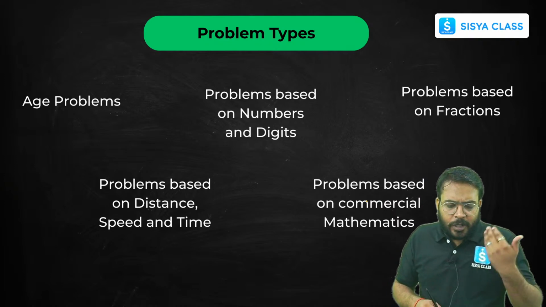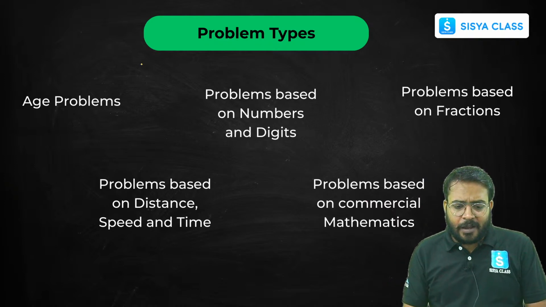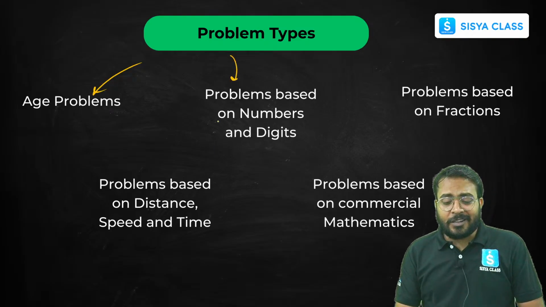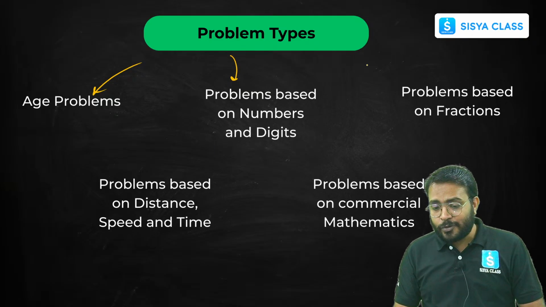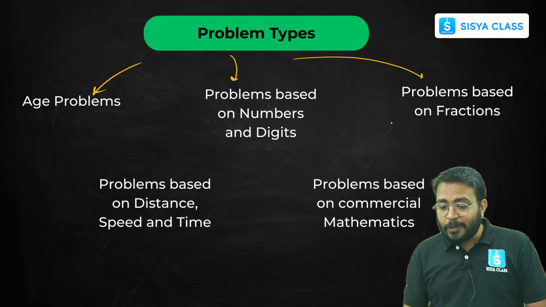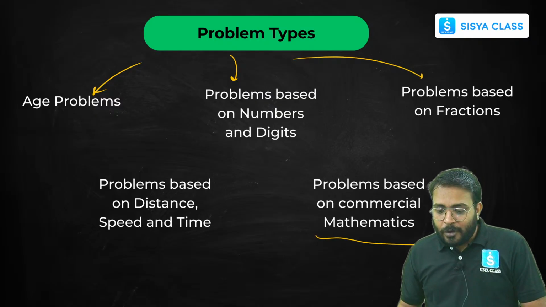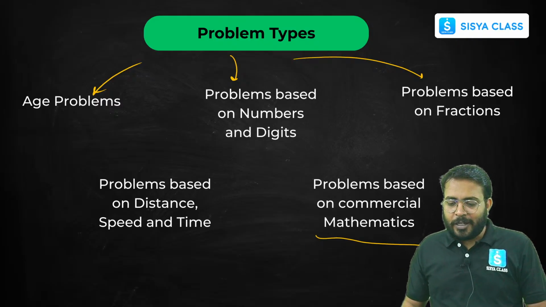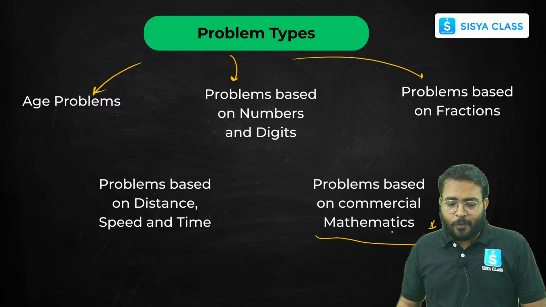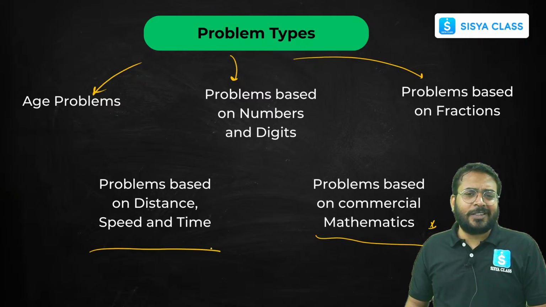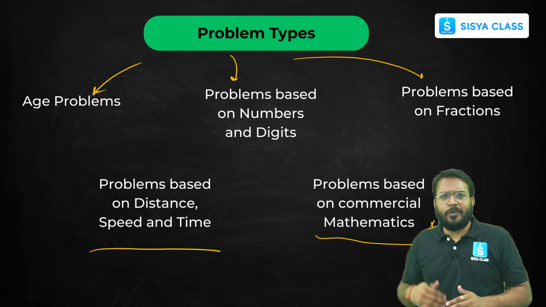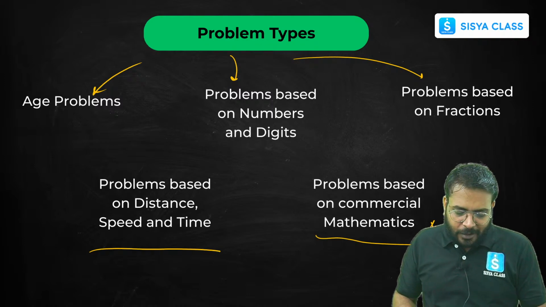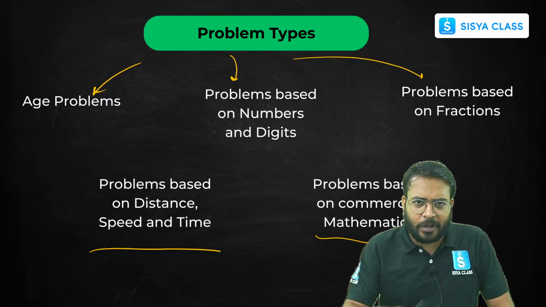Now how will the questions be asked? Questions will be asked on each of these problems: on the number of digits, number and digits questions, questions on fractions, problems on commercial mathematics, which is very popular nowadays, and problems based on speed, distance, time. These types of questions will be framed from linear equations in two variables. Later on we will discuss one by one.